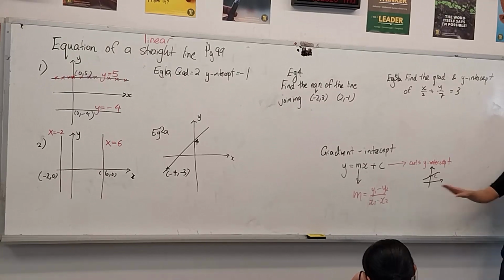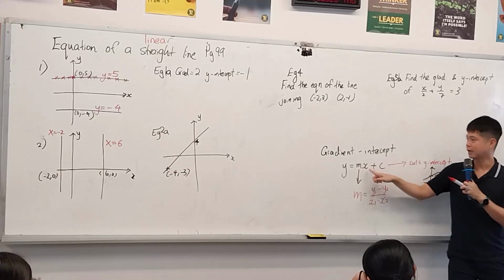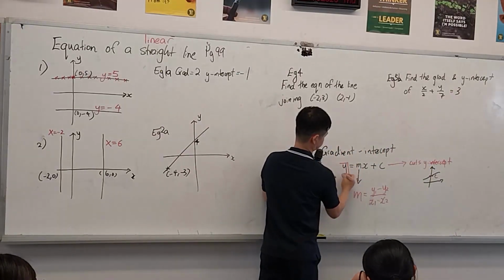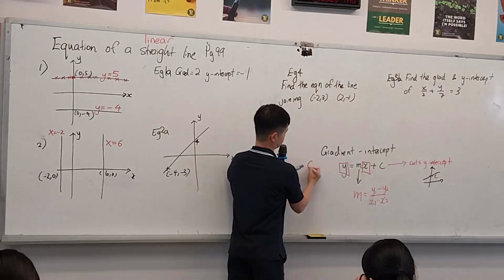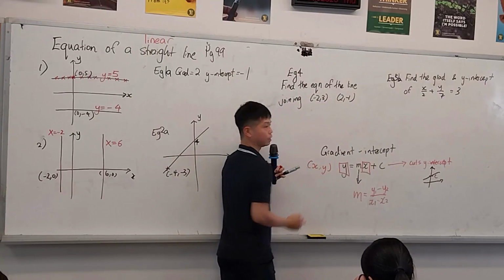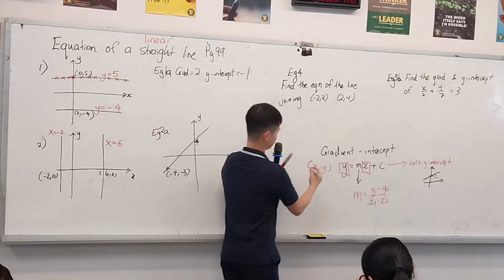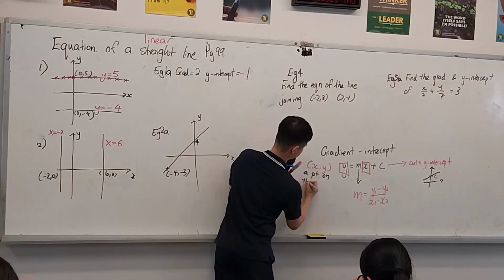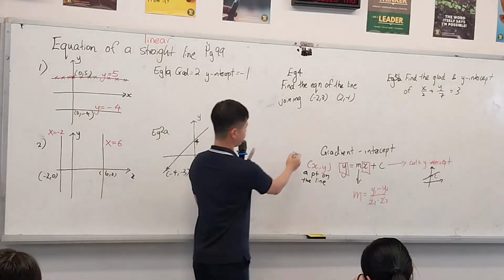Okay, finally, I know that m is the gradient, c is the y-intercept. What are x and y here? Okay, x and y, I'll tell you, is a point, a coordinate on the line. Okay, so this is the theory. You need to know this theory.